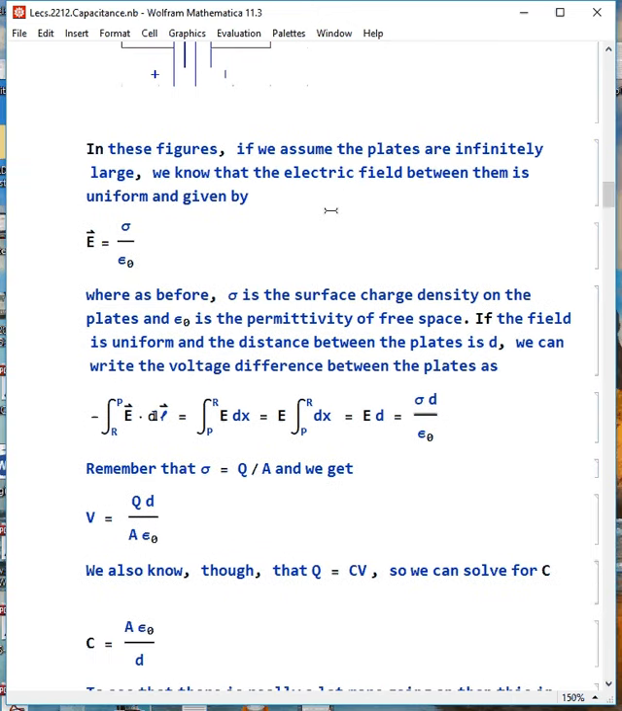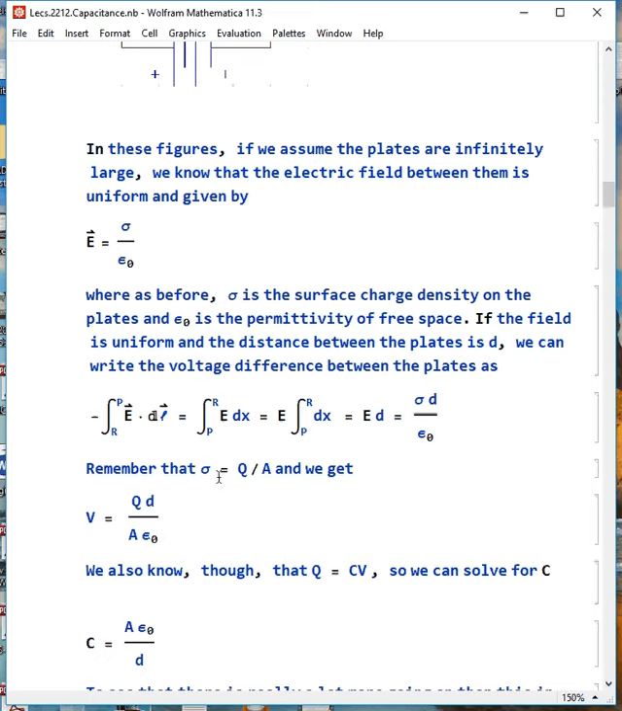If we assume that the plates in the capacitor are infinitely large, we know that the electric field between them is uniform and it's given by sigma, the surface charge density, divided by epsilon naught, the permittivity of free space. If the field is uniform and the distance between the plates is d, our voltage difference, the path integral of the electric field, gets much simpler. E comes outside the integral. All the motion that matters is in the direction of E, so the dot product goes away, and we just need to integrate the distance from one plate to the next, which we've already said is little d.